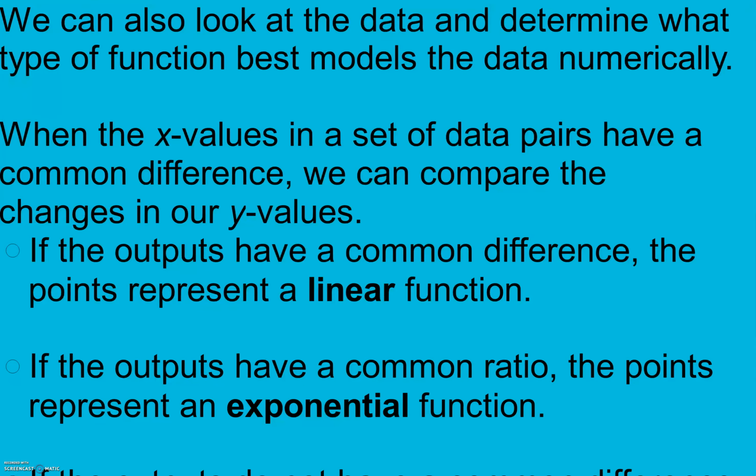If the outputs have a common ratio, which means we multiply by the same number, then we have an exponential function. And that makes sense, because if we're adding the same number every time, we represent that repeated addition by multiplication. If we have a common ratio, multiplying by the same value every time, we represent that with an exponent. We represent repeated multiplication with an exponent, and repeated addition with multiplication.